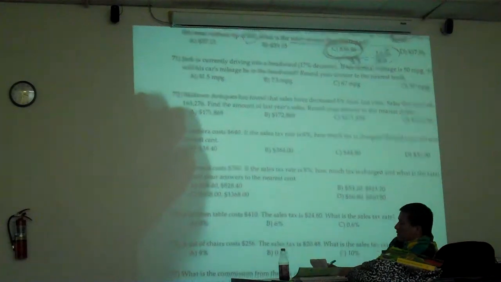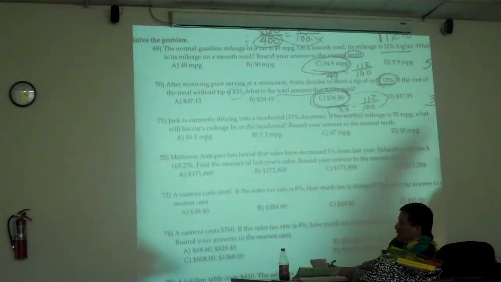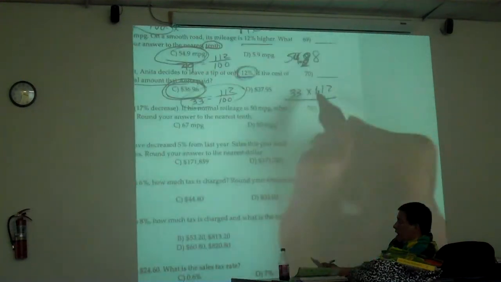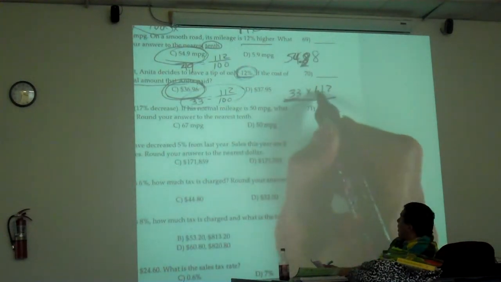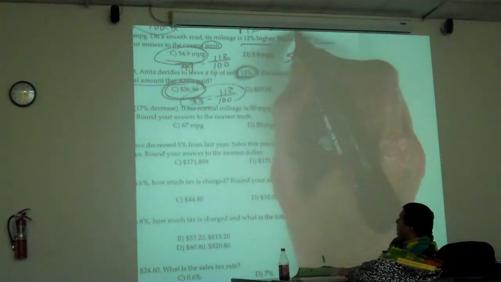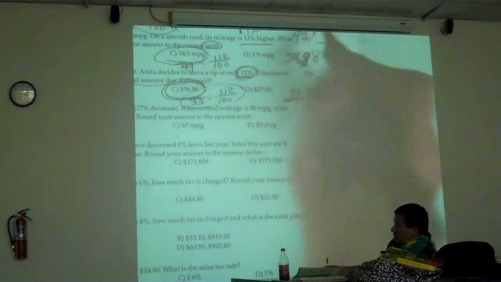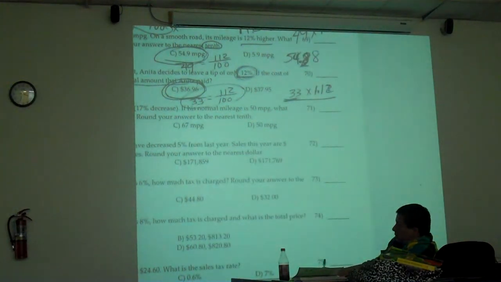What's the other way? The number times 1.12. And 49, you could have done 49 times 1.12. It's just because we turned the percent into a decimal instead.